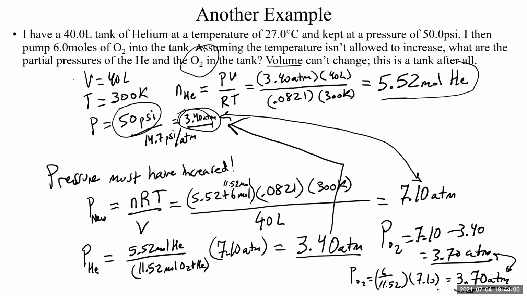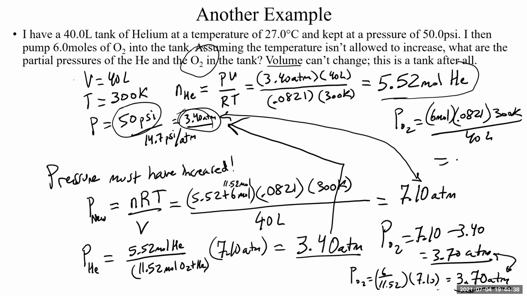Now, of course, the other part is the oxygen. We wouldn't have known what its partial pressure was until we calculated this. And of course, there are always alternative ways to do this. For example, you could have just gone straight to the ideal gas law. Partial pressure of oxygen is n, 6 moles, times 0.0821 times a temperature of 300 Kelvin divided by 40 liters. This should also give you 3.7. Let's see if it does.